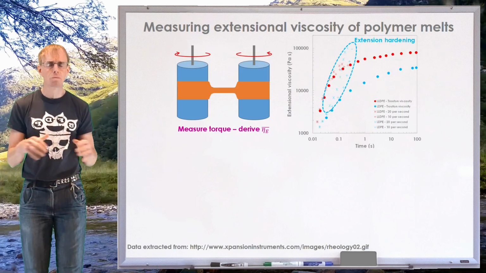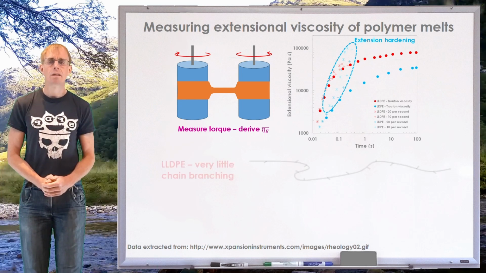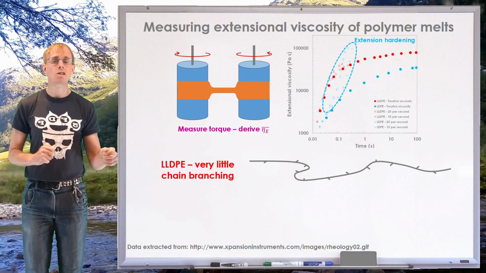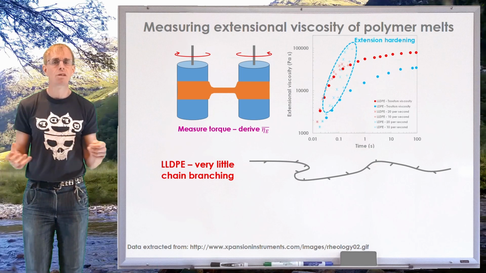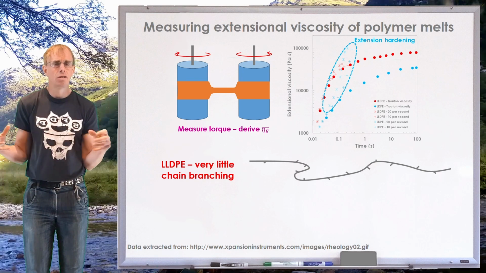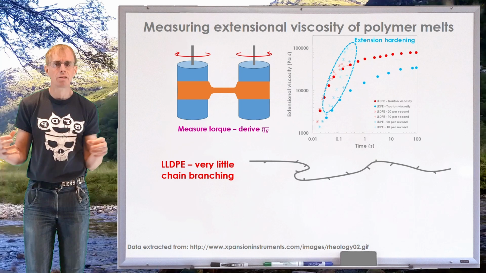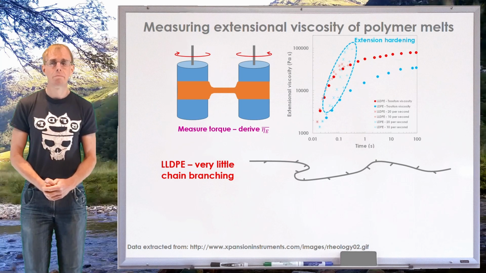So let's look at some cartoon images of what these molecules might look like. Linear low-density polyethylene might have very, very tiny chain branches and a very, very long backbone, which means that if you've got a bunch of these things together and extend them, they tend to slip over each other quite well. And that's a kind of idealized sort of response that gives us our Trouton response.